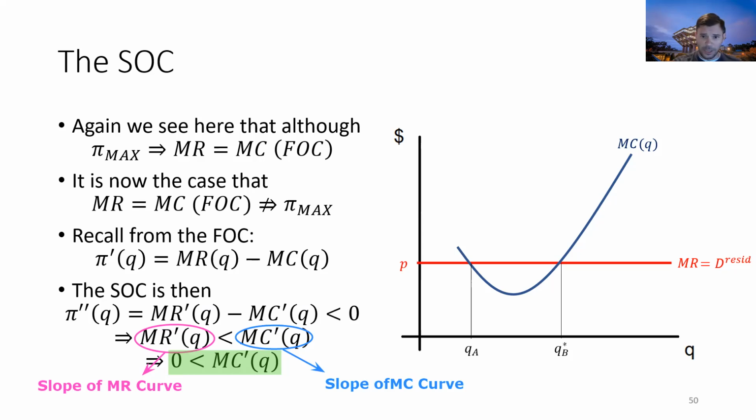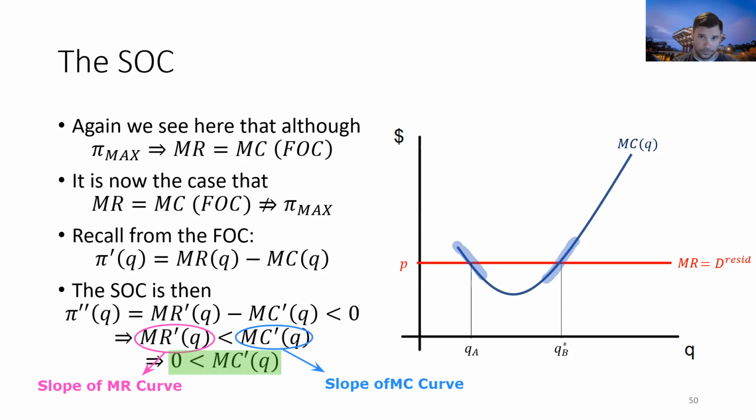Okay, so you should be able to note if you're looking at the marginal cost curve, at QA, it is not sloping upwards, it's sloping downwards. It does not satisfy that condition at QA. But at QB, it certainly does. It is upward sloping. It does satisfy the second order condition, which is why QB is the max and QA is not.